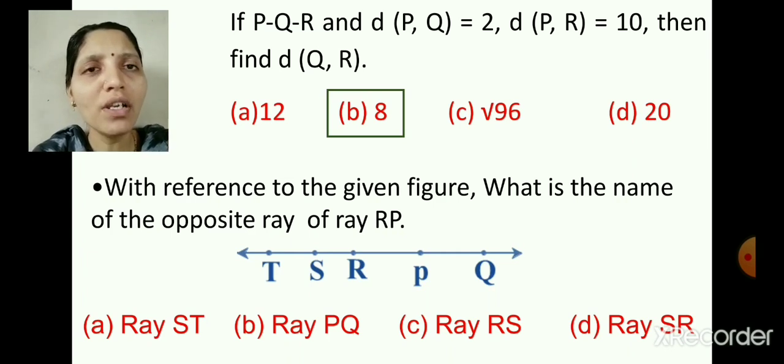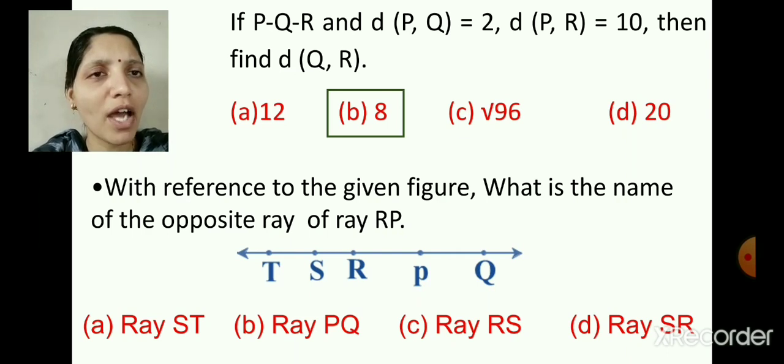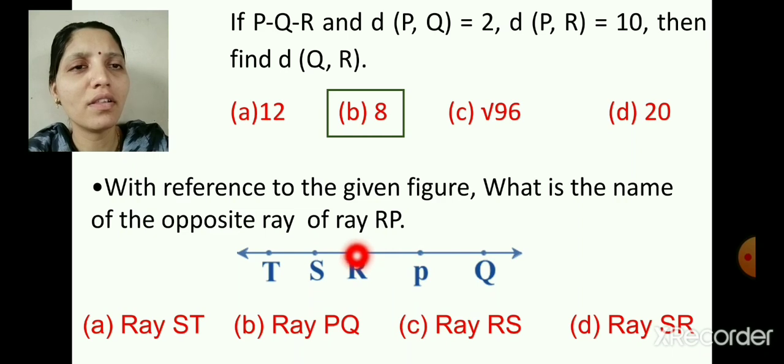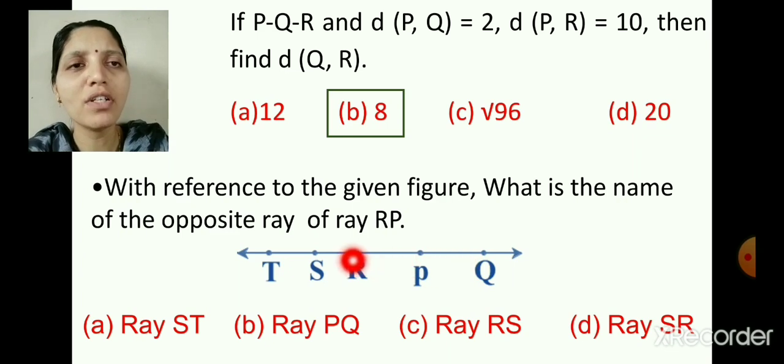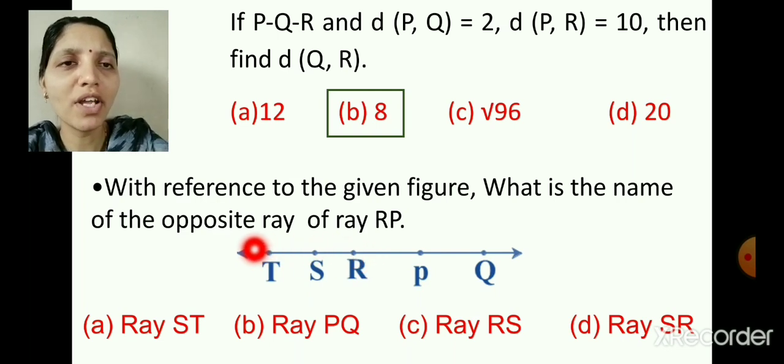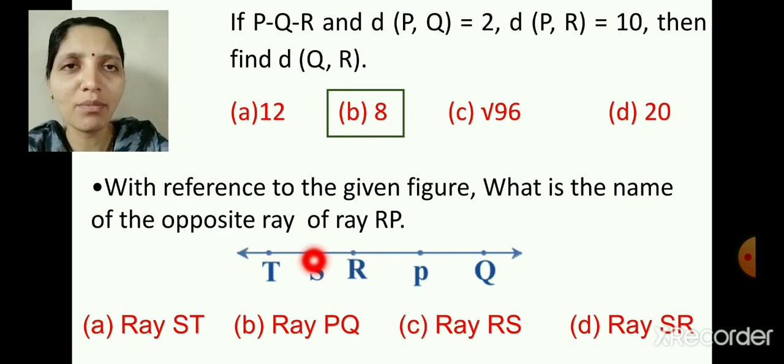Now next one, with reference to the given figure, what is the name of the opposite ray of ray RP? Now first understand what ray RP is. This ray is ray RP because always while writing the name of a ray, the starting point comes first, say this dot. So here ray RQ will be on this side. So you have to write the name of the opposite ray. So what will be the opposite ray? This side. So ray RS or ray RT. So any one can be the opposite ray of ray RP.